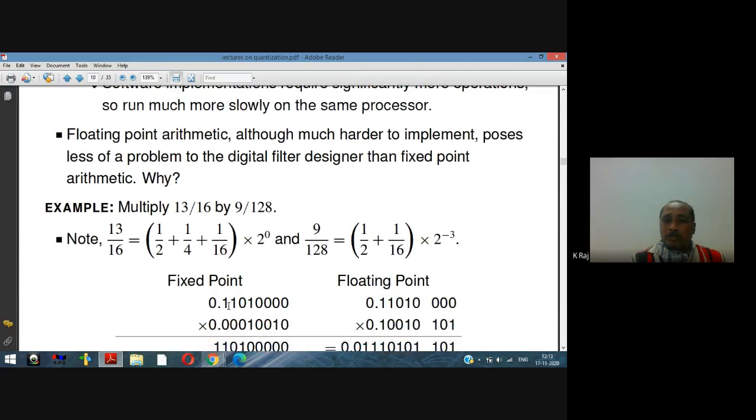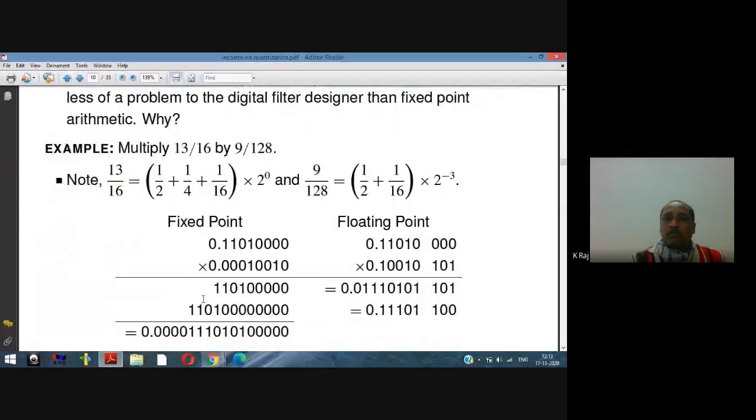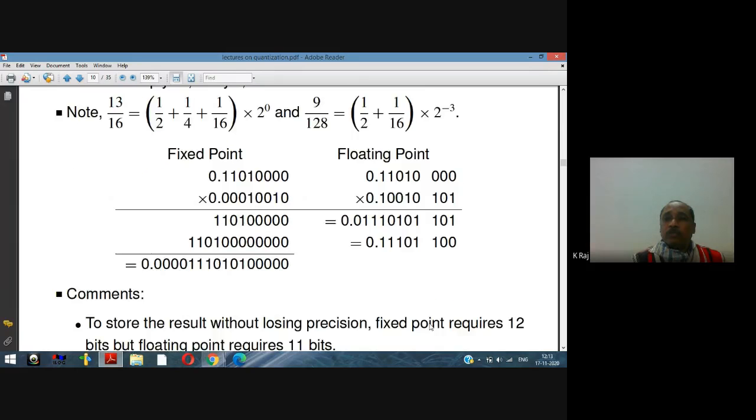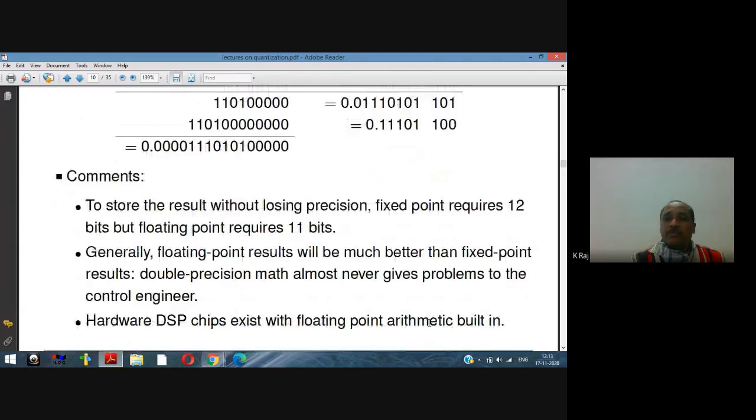Now for multiplication, if we use the fixed point representation, then the product will be represented by this number of bits here, and in the case of floating point, this is the result. Now see what is the effect. See the comments here.